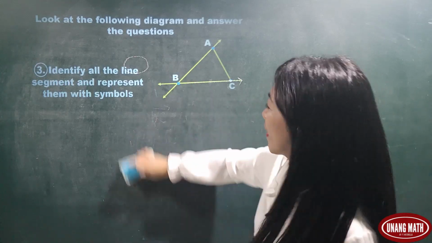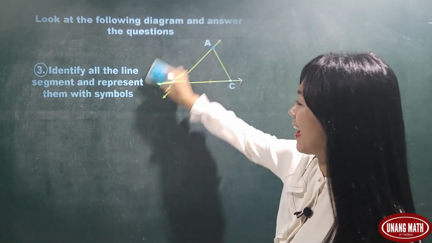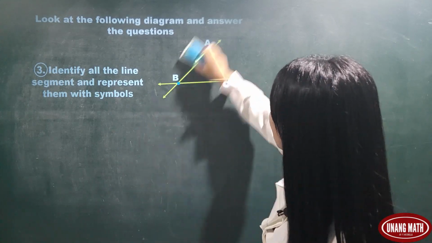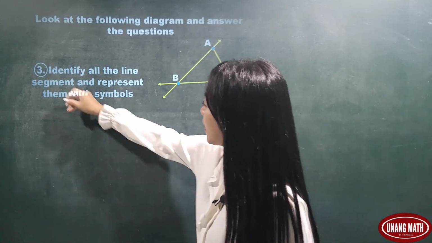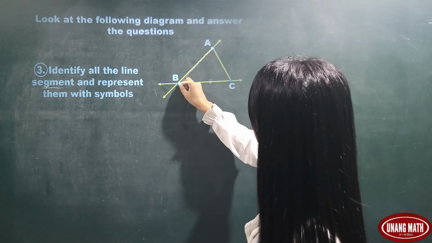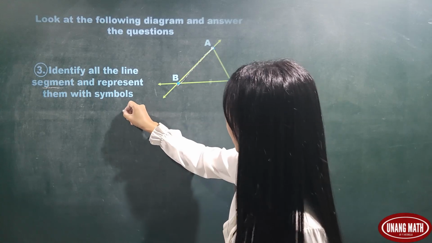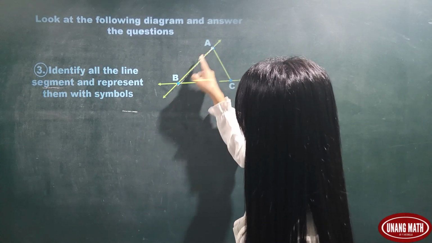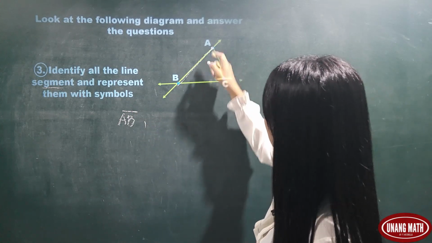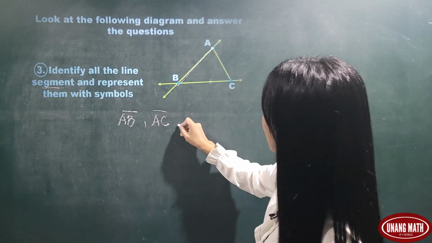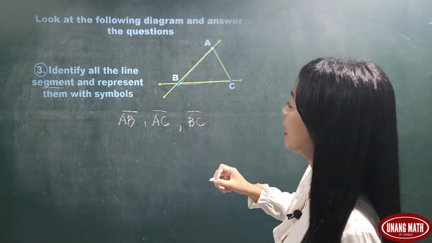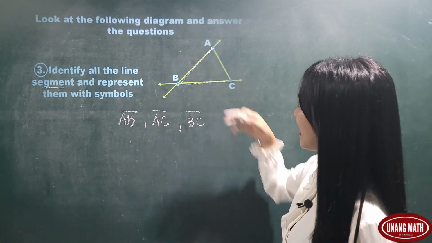Okay, and our third question: identify all the line segments and represent them with symbols. In this diagram, our line segments, let's see. We can have A, B. The symbol for a segment is a horizontal line. So we can have segment AB. What else? Segment AC and segment BC. So these are the line segments in this diagram.